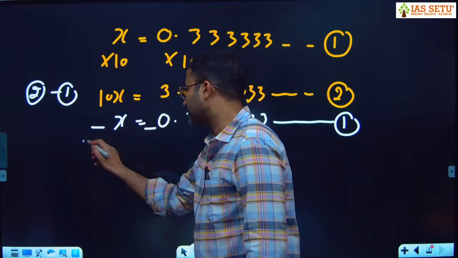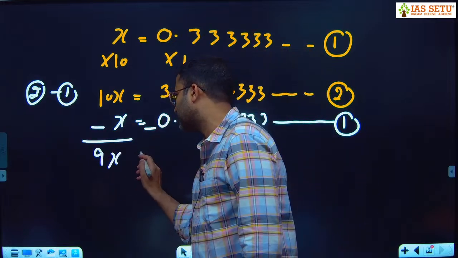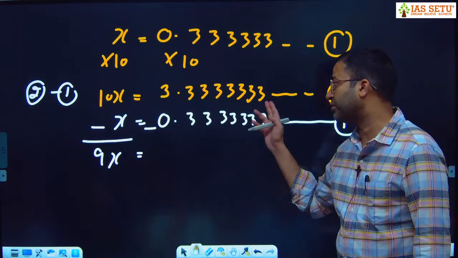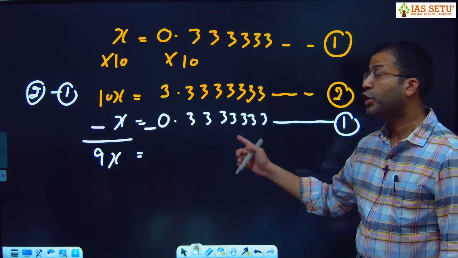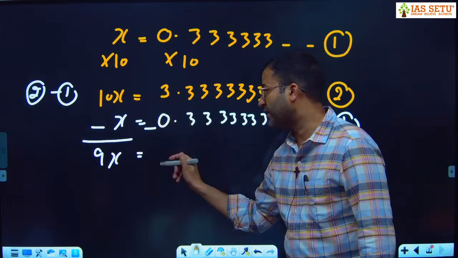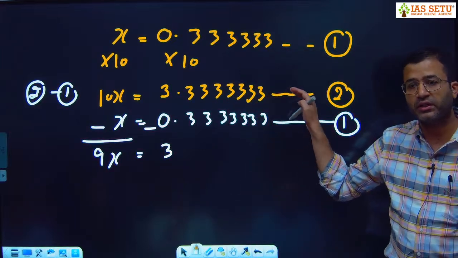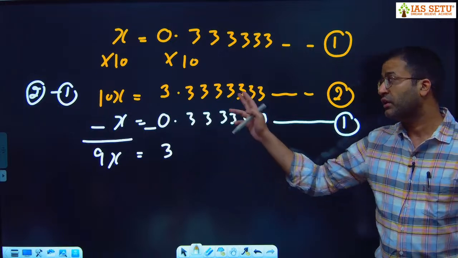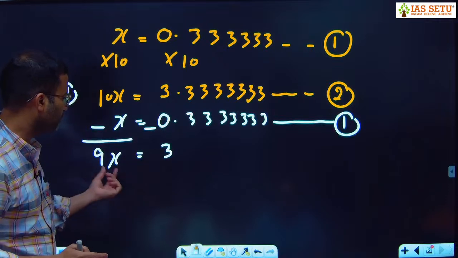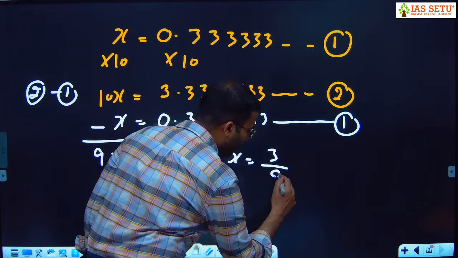Minus, minus. On left hand side what do we get? 10x minus x is 9x. On right hand side it is 3.333 minus 0.333. You can check the part after the decimal is exactly the same, so it is like 3 minus 0, we get 3. Is this okay? 3.333 minus 0.333, the part after the decimal is exactly the same, so that cancels out. 3 minus 0 is 3, so 9x is equal to 3, so here x is equal to 3 by 9.